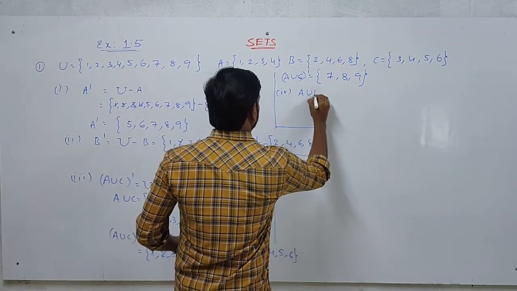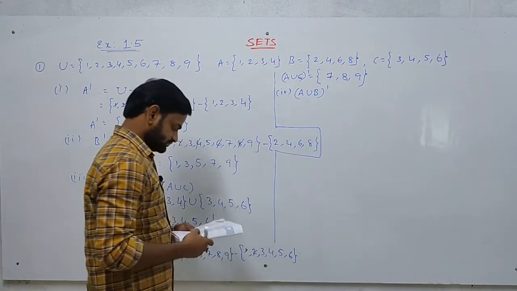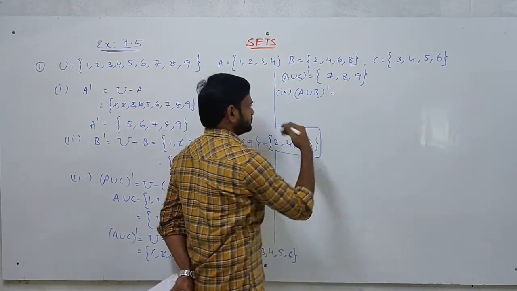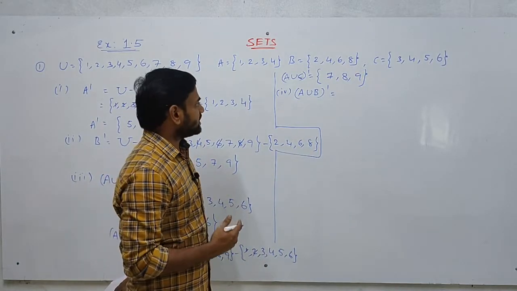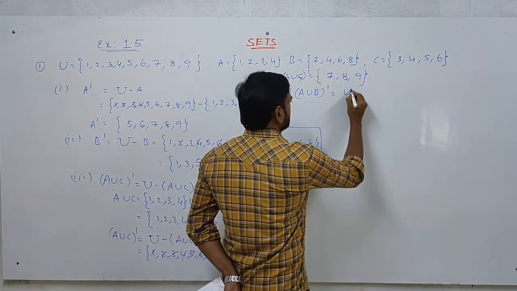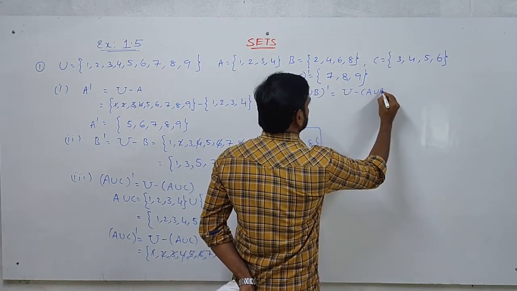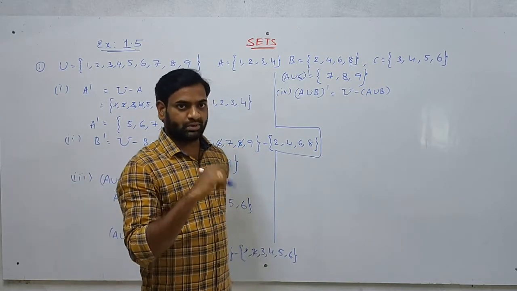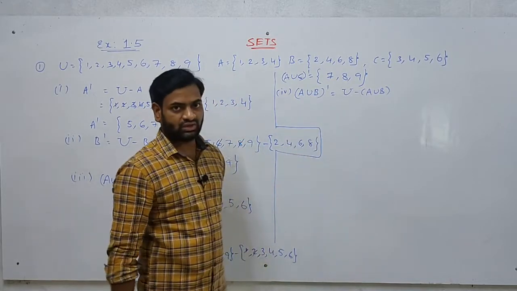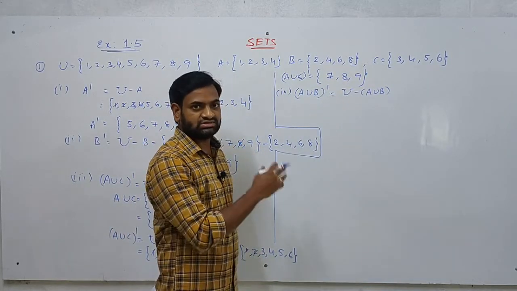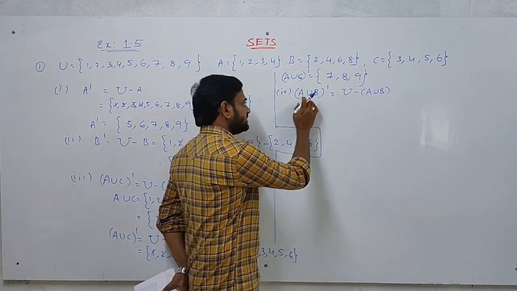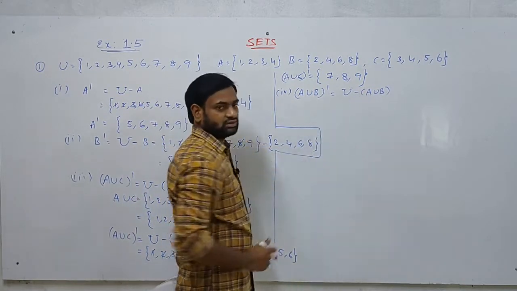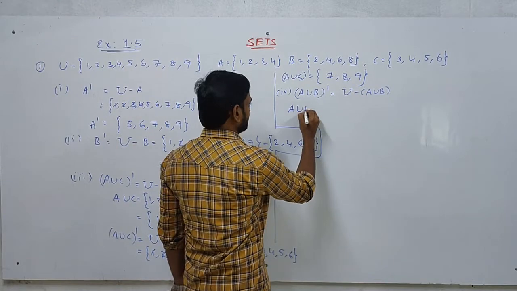Fourth, A union B whole dash. So first we have to find A union B. Because what does A union B whole dash mean? That is U minus A union B. Whole dash always means U minus only. U minus, what is the set here? Suppose here B is there, it means U minus B. C is there, it means U minus C. Now what is the set here? A union B is there. That's why it is U minus A union B.